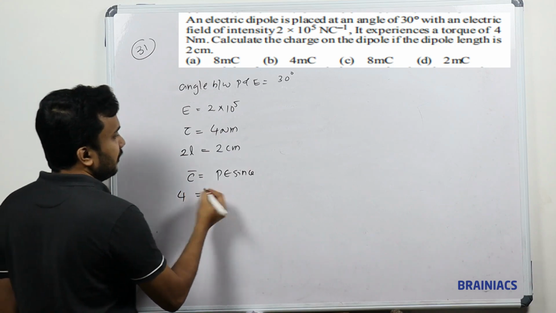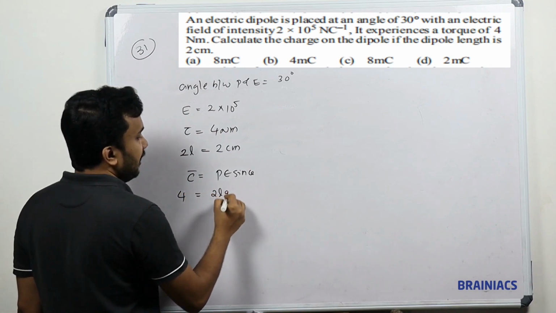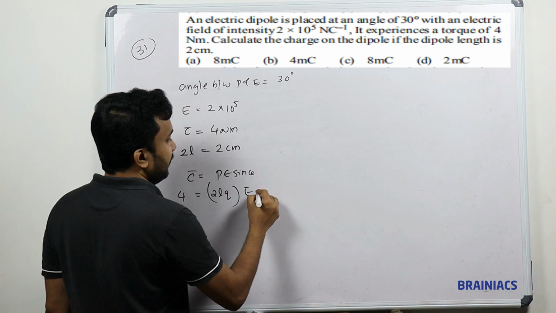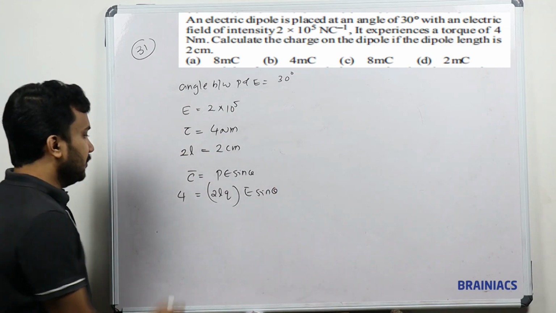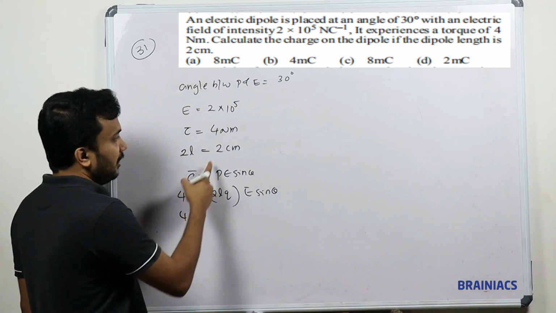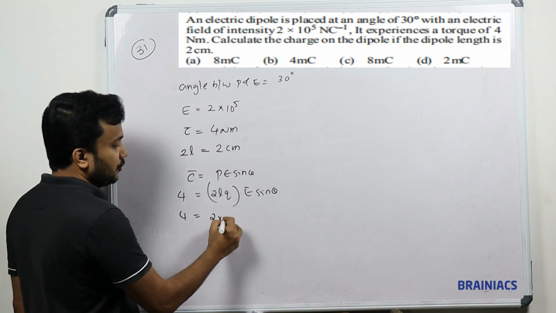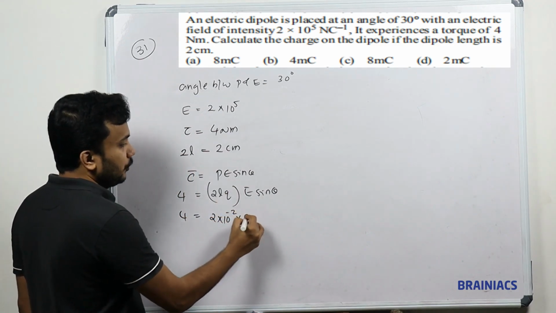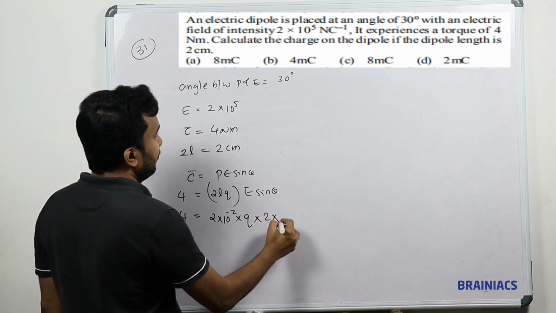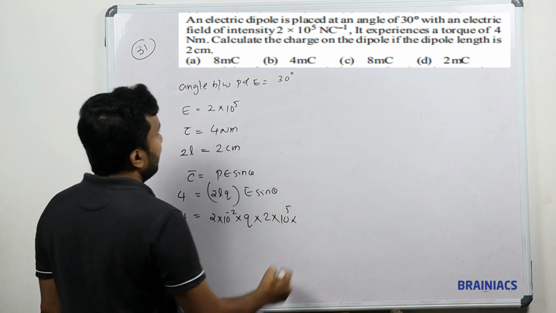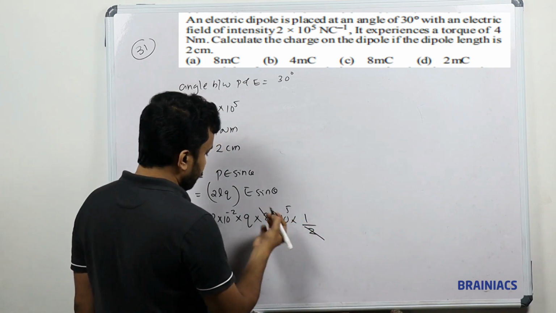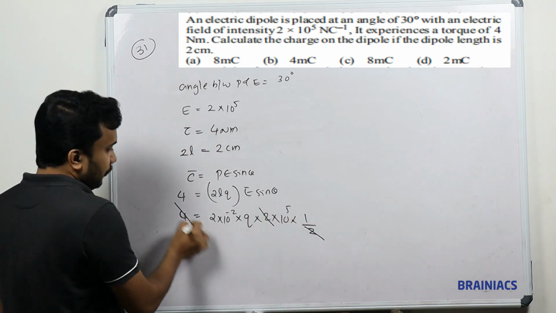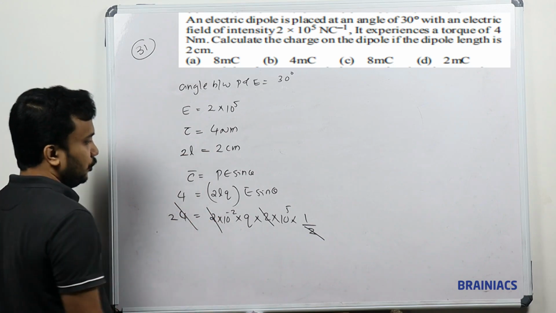We will substitute p = 2Lq into torque = p E sin theta, where theta is the angle between them. So 4 will be equal to dipole length 2L, which is given as 2 centimeter, so 2 into 10 power minus 2, and q has to be found out. Electric field is 2 into 10 power 5, and sine of 30 degree means 1 by 2. So these 2 and these 2 get cancelled, and 4 and 2 get cancelled, it becomes 2.